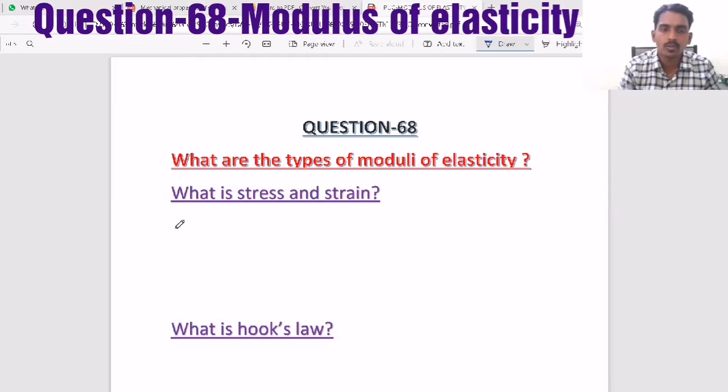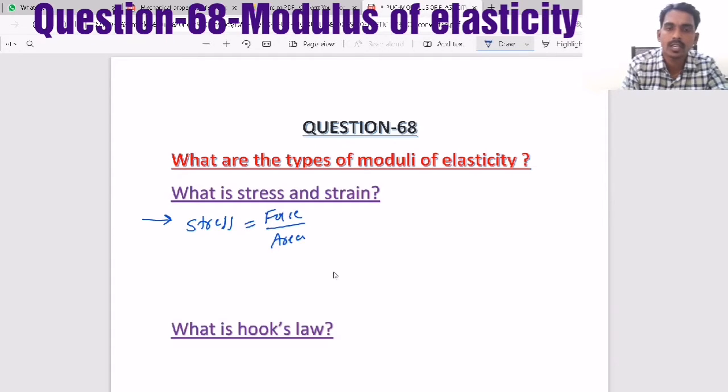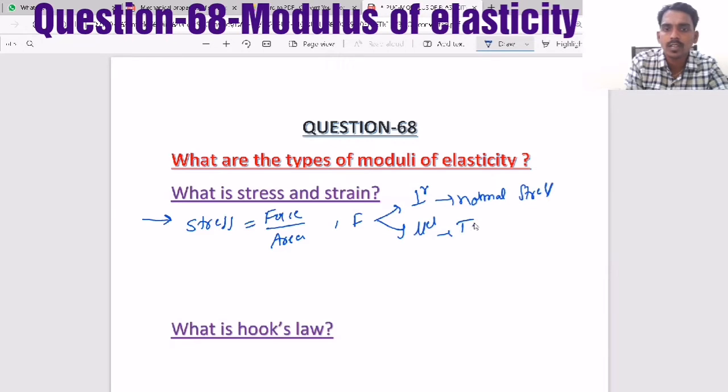Now we are going to study one simple question, number 68. It's all about modulus of elasticity. To understand this, the very first thing is: what are stress and strain? Stress is nothing but force per unit area, and force may be perpendicular or parallel to the surface. Perpendicular means normal stress and parallel means tangential stress. So two types of stress you can define.